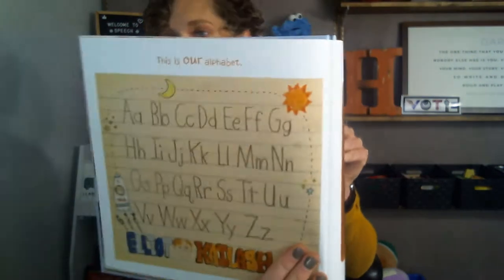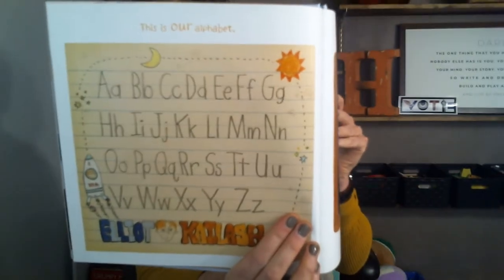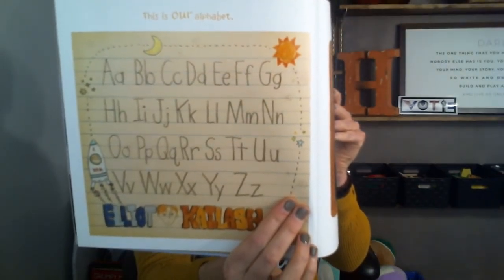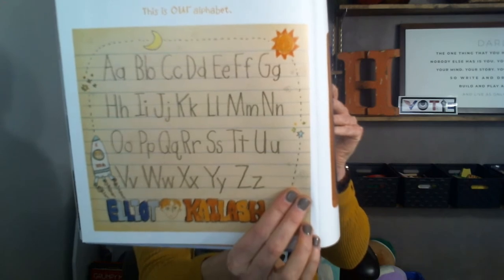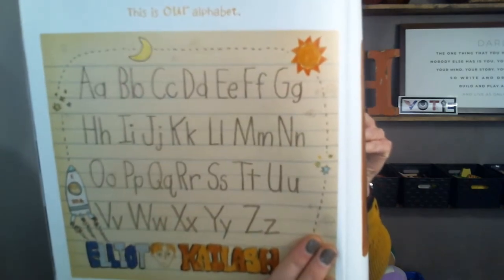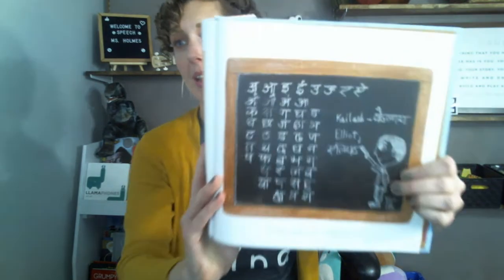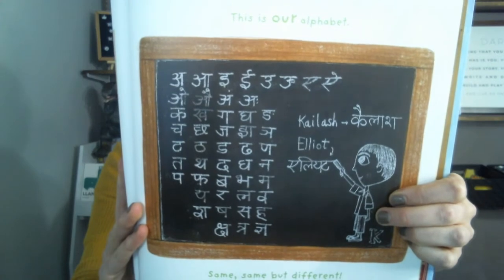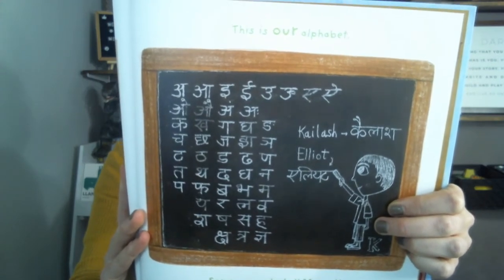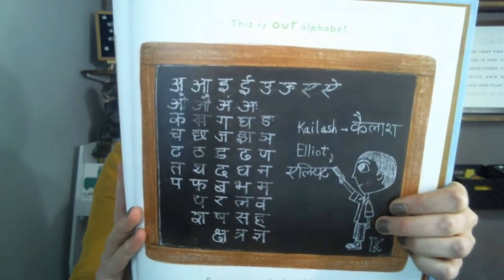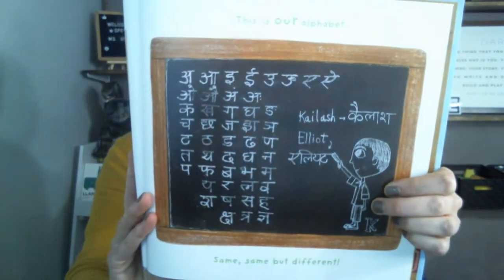This is our alphabet, says Elliot, and you'll recognize this, right? That's what our alphabet looks like. A, B, C, D, E, F, G, H, I, J, K, L, M, N, O, P, Q, R, S, T, U, V, W, X, Y, Z. That is our alphabet, right? And Kailash says, this is our alphabet. Same but different. So these are the letters they use to write with, and he can write his name in those letters, and he learns them at school just like we do, but his letters look different, right?